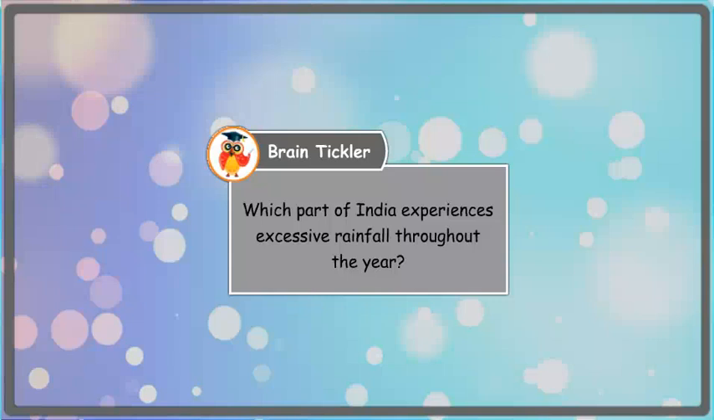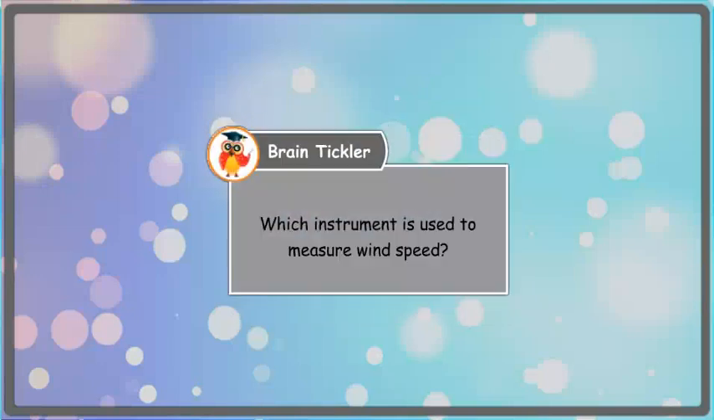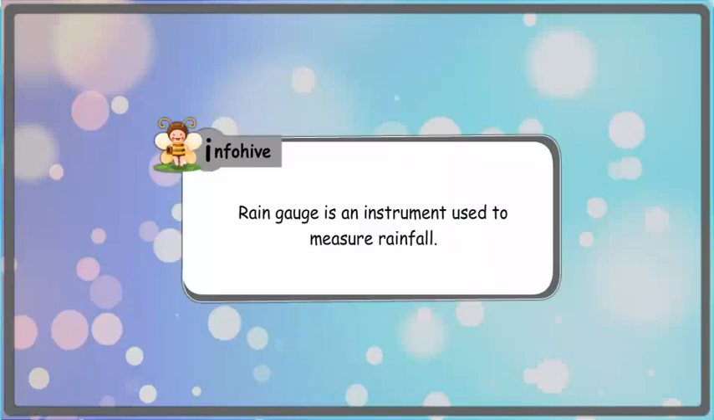Brain tickler. Which part of India experiences excessive rainfall throughout the year? Brain tickler. Which instrument is used to measure wind speed? Rain gauge is an instrument used to measure rainfall.